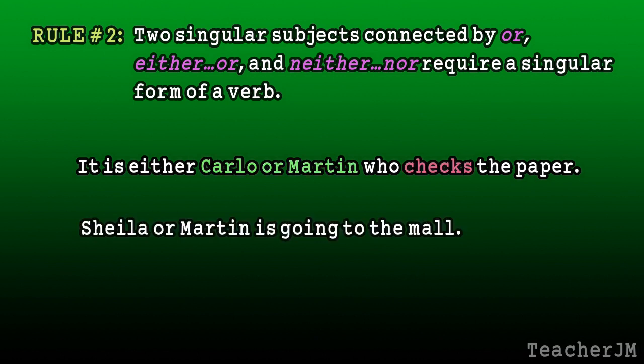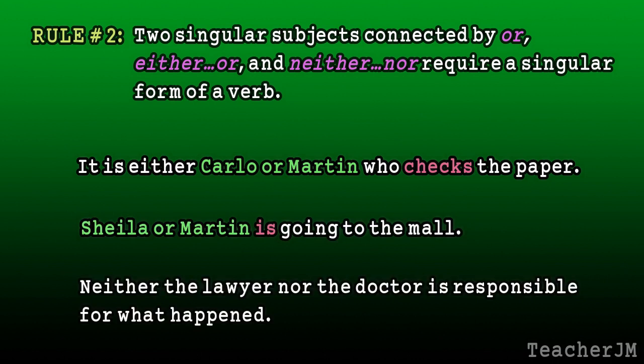Sheila or Martin is going to the mall. In this sentence, we are only referring to one person who would go to the mall. This may be Sheila or Martin. Neither the lawyer nor the doctor is responsible for what happened. In this sentence, we would like to express that it is not the lawyer and also not the doctor who would be held responsible for what happened. Hence, our verb is in singular form, which is is.